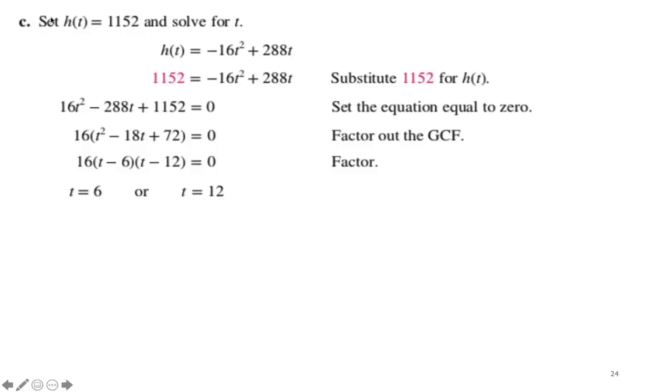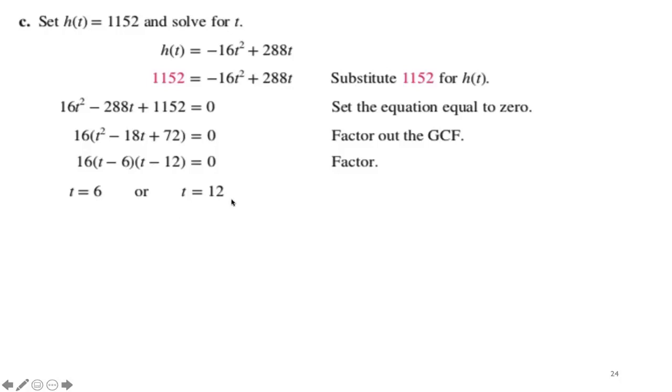And then another question is, when you solve an equation like this, h of t is 1152, you're trying to figure out at what time the height is 1152 feet above the ground. So I'm setting the height to be this number, and then factoring again, putting everything on one side. The GCF here is 16, and then factoring this gives you t minus 6 or t minus 12. So either t is 6 or 12.